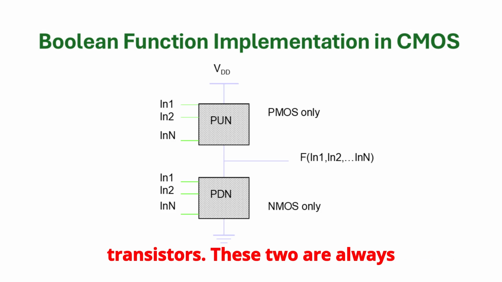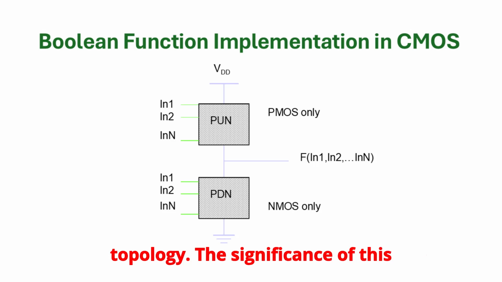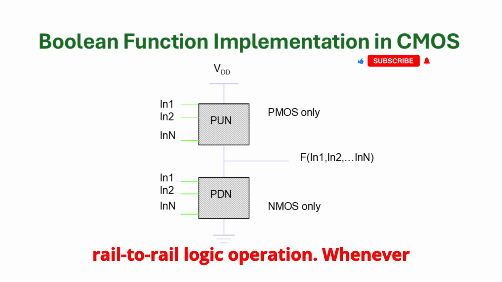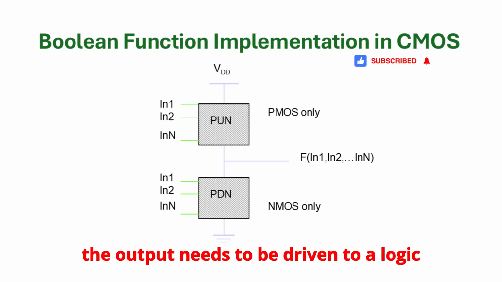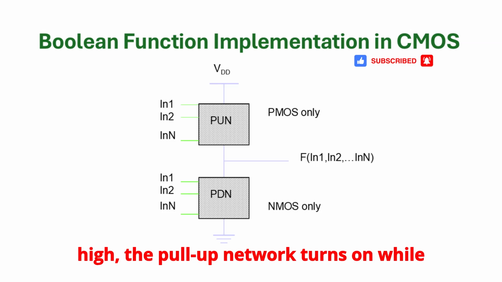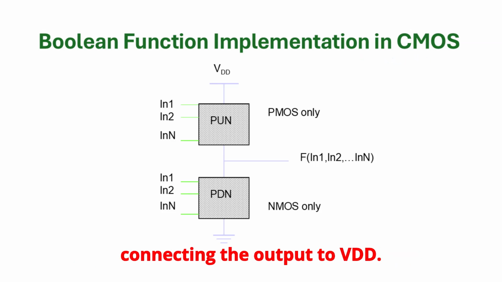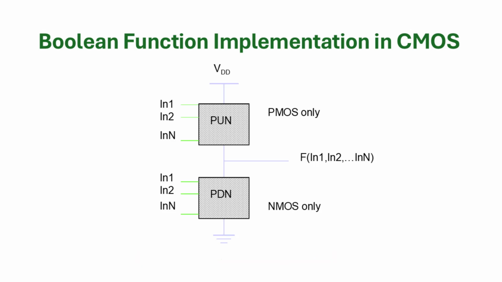These two are always arranged in what we call a complementary topology. The significance of this arrangement is that it guarantees proper rail-to-rail logic operation. Whenever the output needs to be driven to a logic high, the pull-up network turns on while the pull-down network remains OFF, thus connecting the output to VDD.